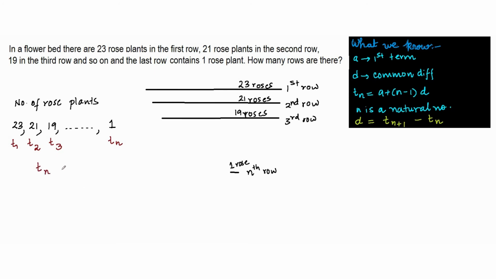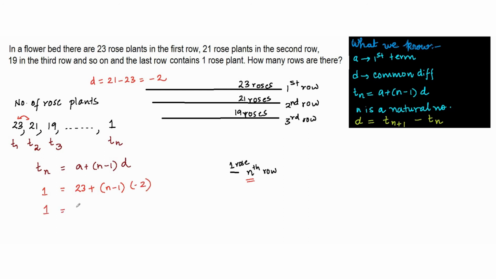Now I know that Tn is given by a plus n minus 1 times d. What am I supposed to find here? I am supposed to find how many rows are there. That means I am basically trying to find the value of n over here. So I can say that the nth term, 1, is equal to a, which is 23 over here, plus n minus 1 times d. Now d is the difference between two consecutive terms. So d can be written as 21 minus 23, which is minus 2. So d is therefore minus 2.